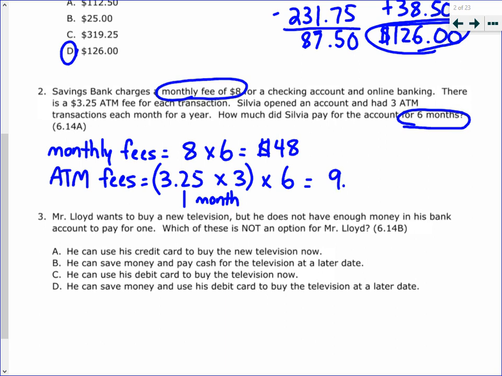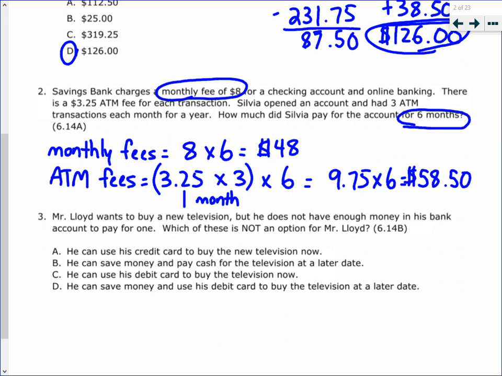$9.75 times 6. And that would be, make sure you can do this on your own. Obviously, I'm just going to do it in my head real quick because it's quicker. That would be $54. And then 6 times 75 cents would be $1.50 times 3, $4.50. So 54 plus $4.50 would be $58.50. So her ATM fees are $58.50.